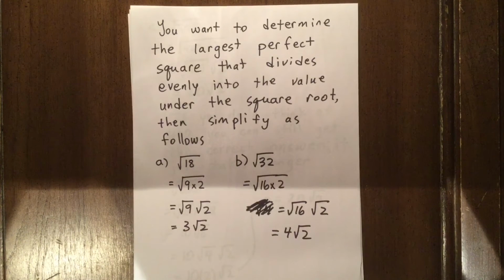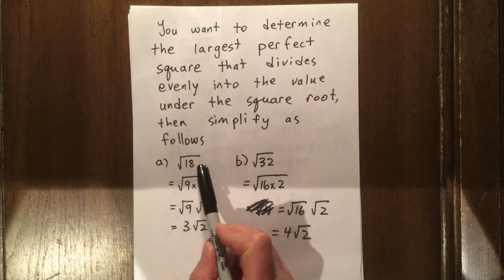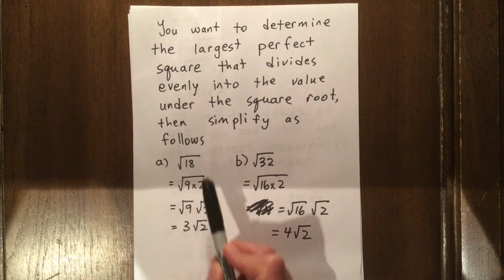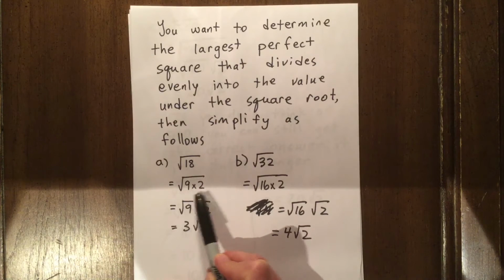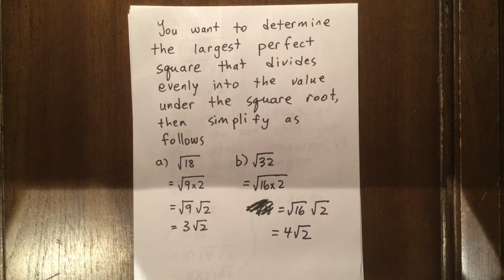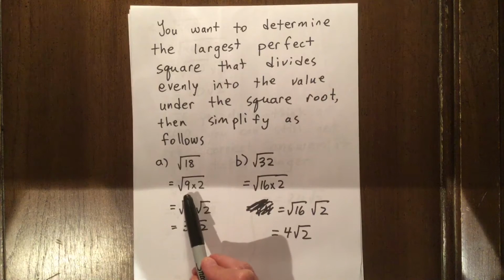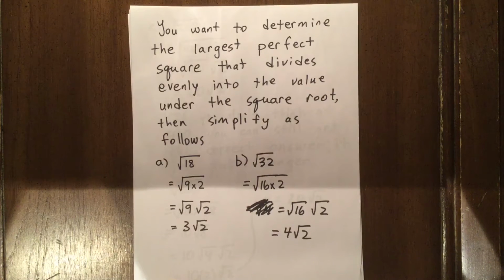Now, when you're simplifying a radical, according to this first method, you want to determine the largest perfect square that divides evenly into the value under the square root, and then simplify as I'm about to do. So I look at 18 under the square root. I know that 9 is a perfect square and it divides evenly into 18. So I can express root 18 as root 9 times 2.